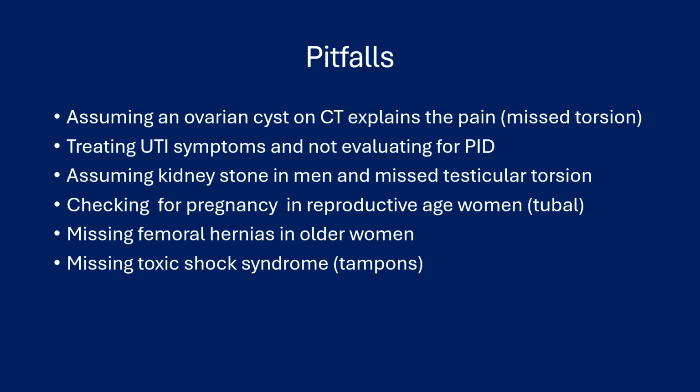Checking for pregnancy in reproductive age women. As I said, tubals do not count. Missing femoral hernias in older women. And last but not least, though not often something that you see, missing toxic shock syndrome. Very dangerous condition, particularly if there's a history of use of superabsorbent tampons. But it is one that you would have to catch early because it is very serious.